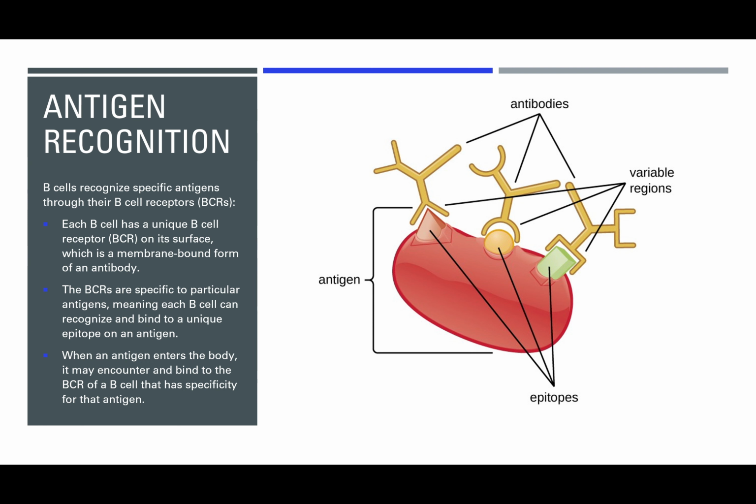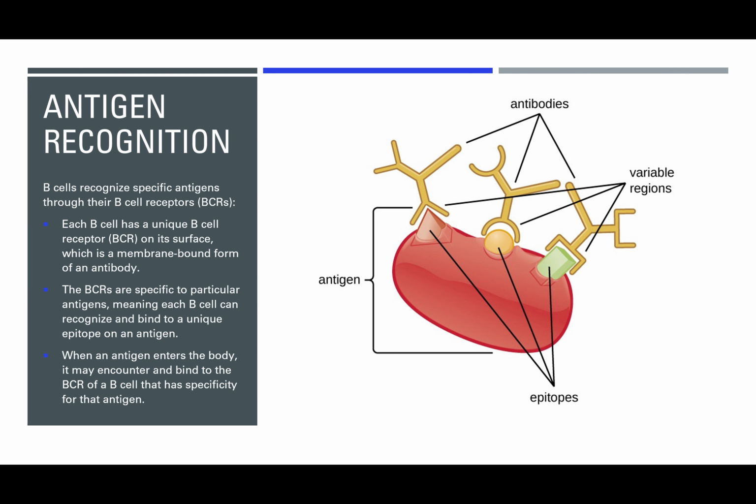So the B cells have these different types of sites, and we're going to be looking at them. Each B cell has a unique B cell receptor, a BCR, on its surface. These unique B cell receptors will bind to the epitopes of different antigens. When an antigen enters the body, it may encounter the B cell receptor of a specific B cell, so the B cells have some amount of specificity to the antigen. These are antigen specific processes.